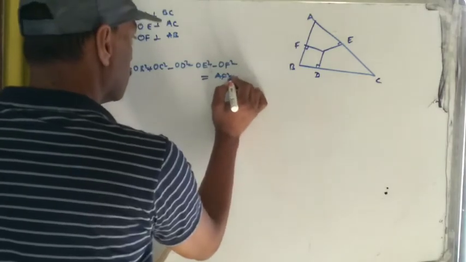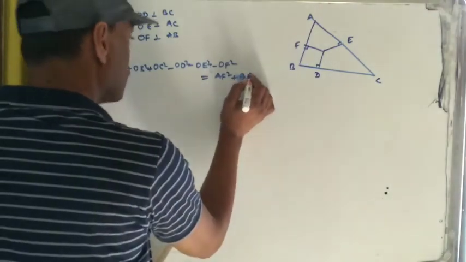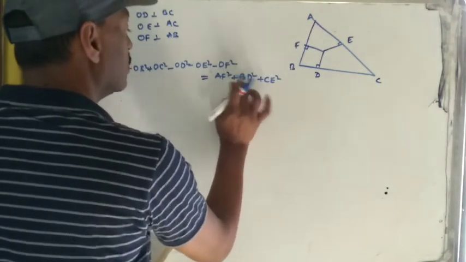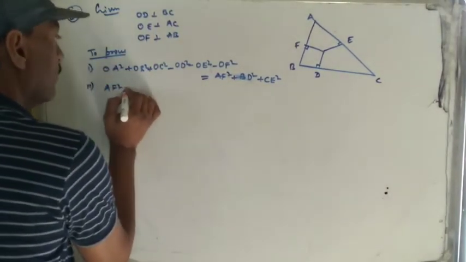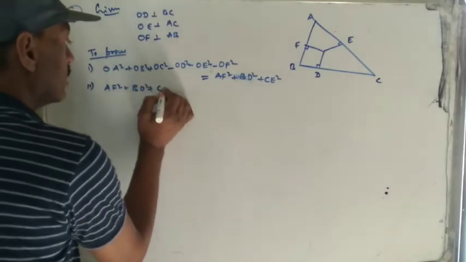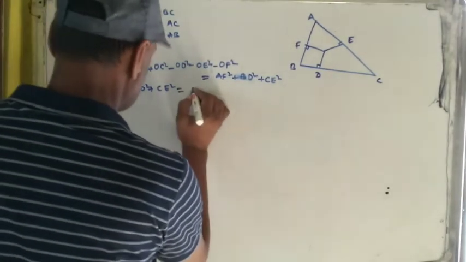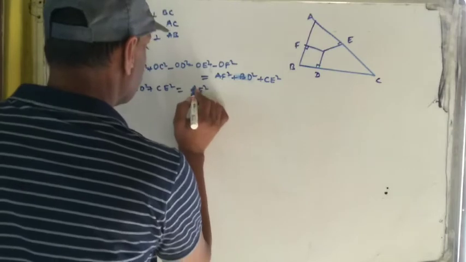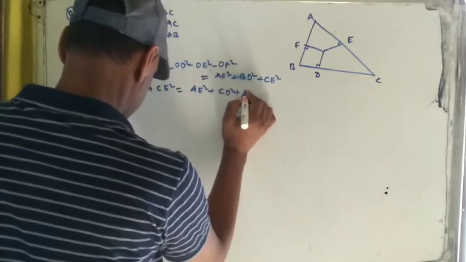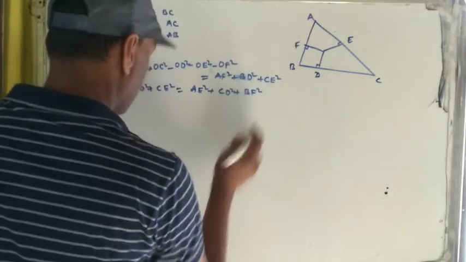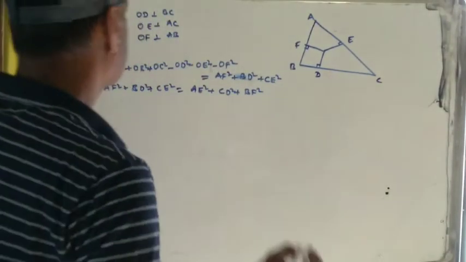AF square plus BD square plus CE square. This is the first one. The second one is AF square plus BD square plus CE square equal to AE square plus CD square plus BF square. Okay, so let us prove this question.